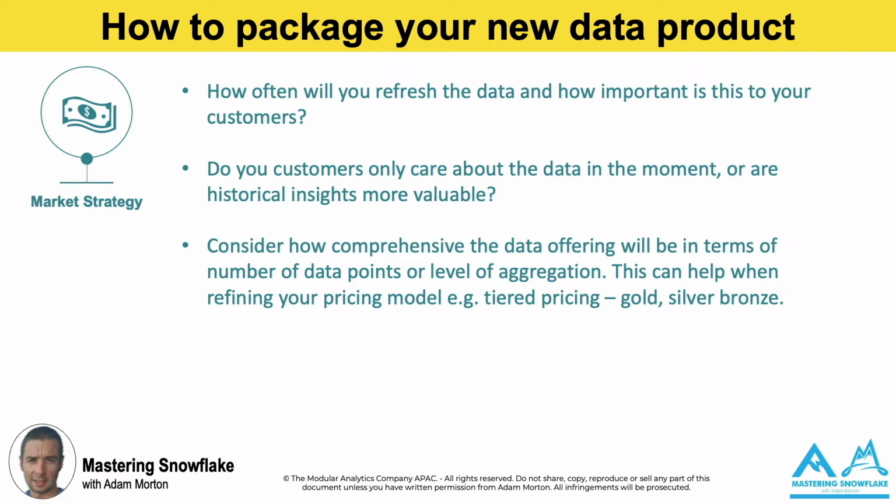Also, how comprehensive will the data often be in terms of number of data points or level of aggregation? Now, this can really help in refining your pricing model, such as you could have some tiered pricing setup like gold, silver, and bronze. And in this case, bronze, for example, could have the narrowest amount of data points available at a real high level of aggregation. And as customers choose to pay more because they see value in the data, they get more data points and at a more granular level, giving them better insights and in turn more value to their operations.